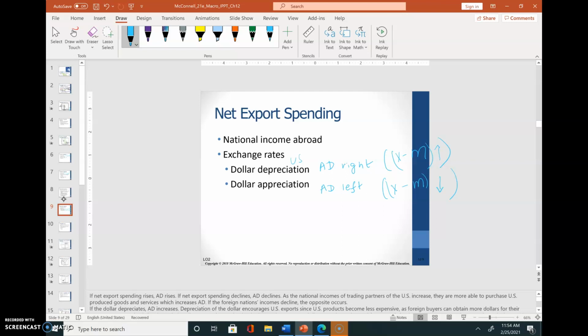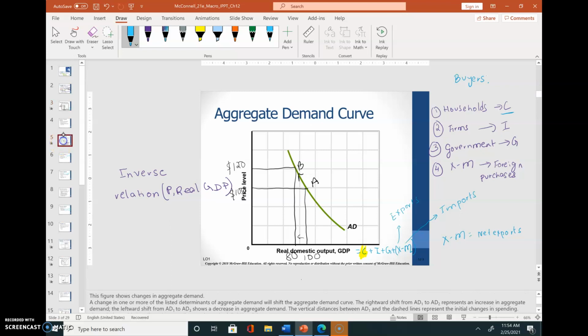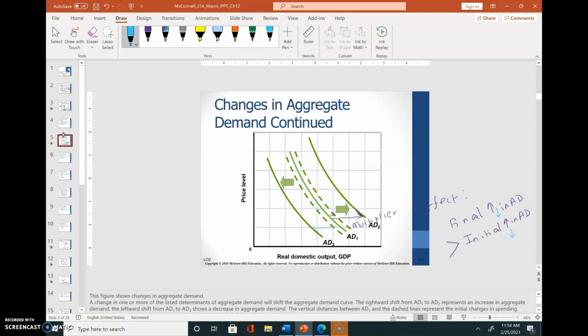All right, that's all about the movement along the aggregate demand curve, and here we looked at the movement along the aggregate demand curve and the shift of the aggregate demand curve to the right and to the left.